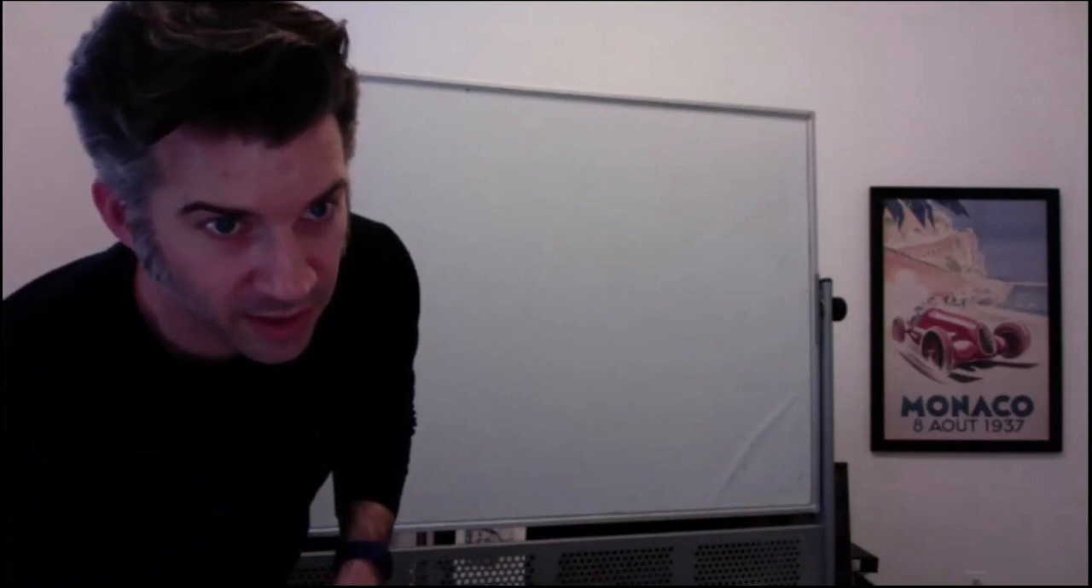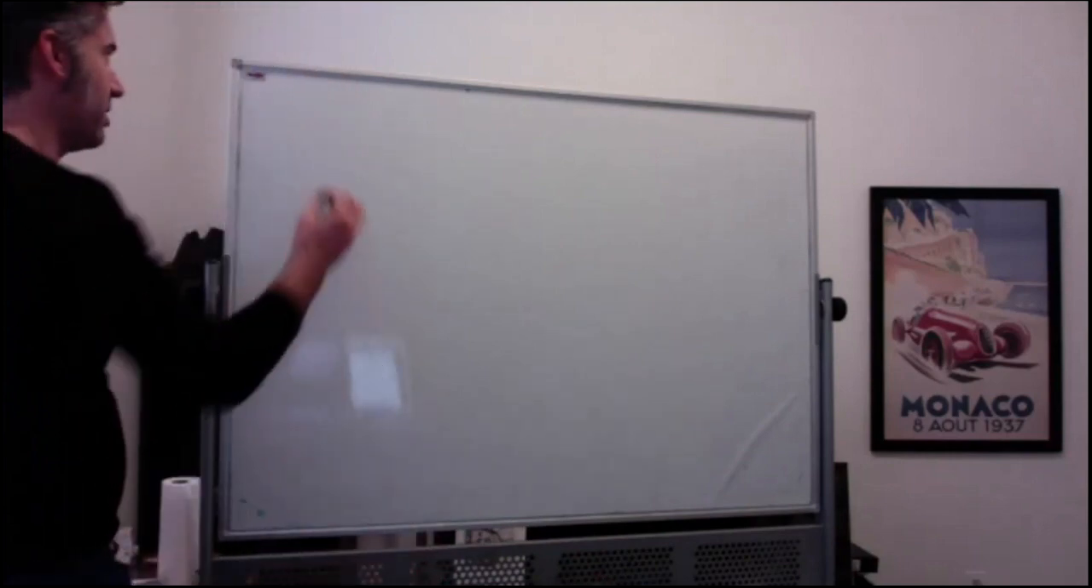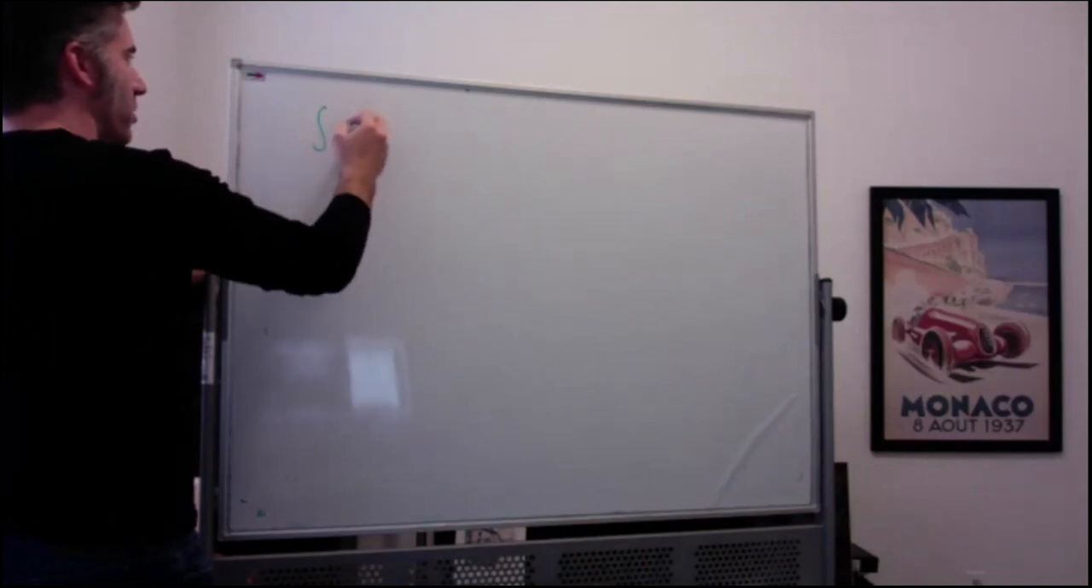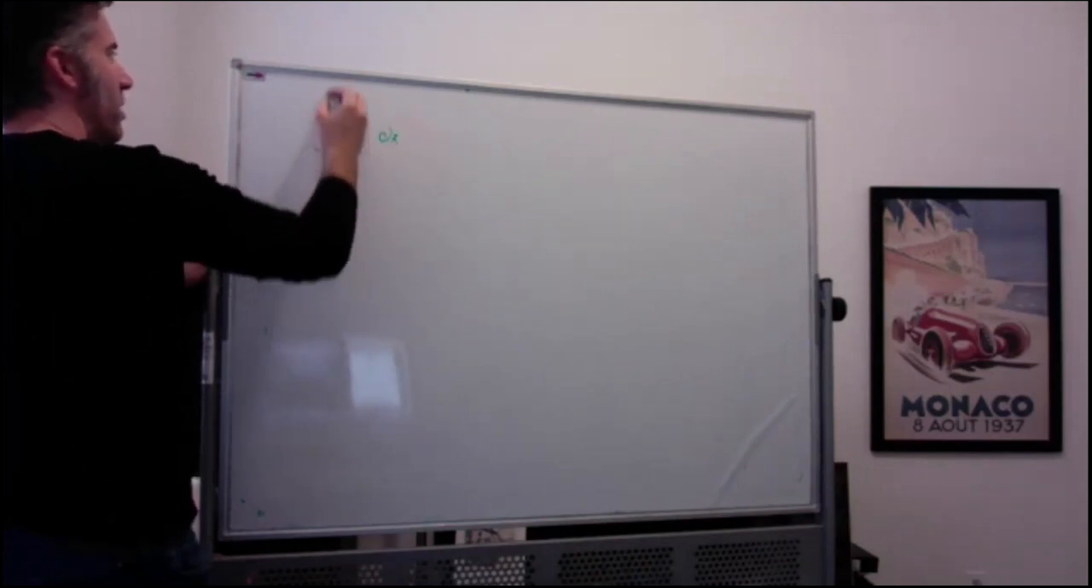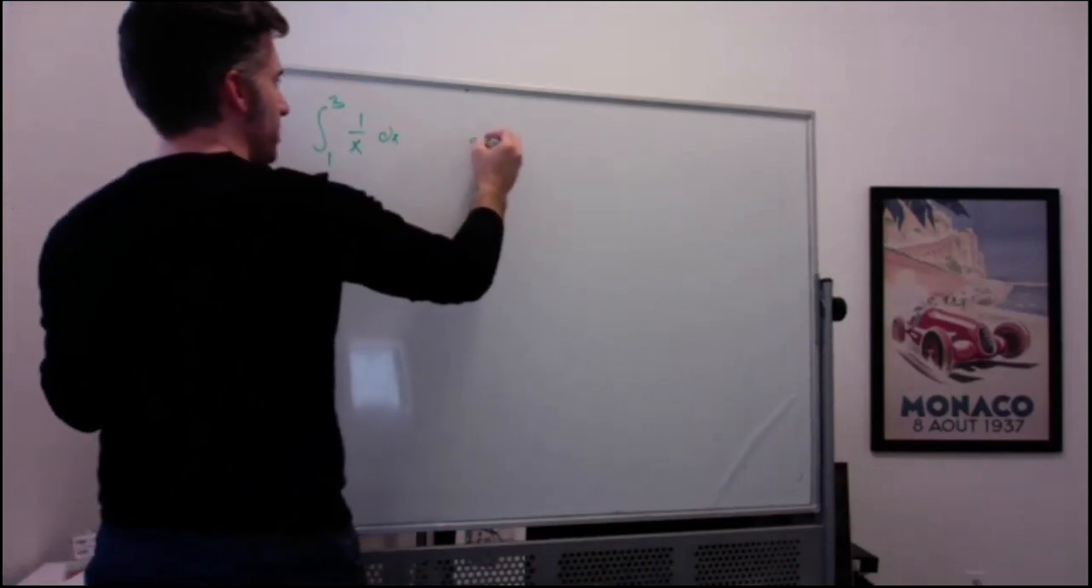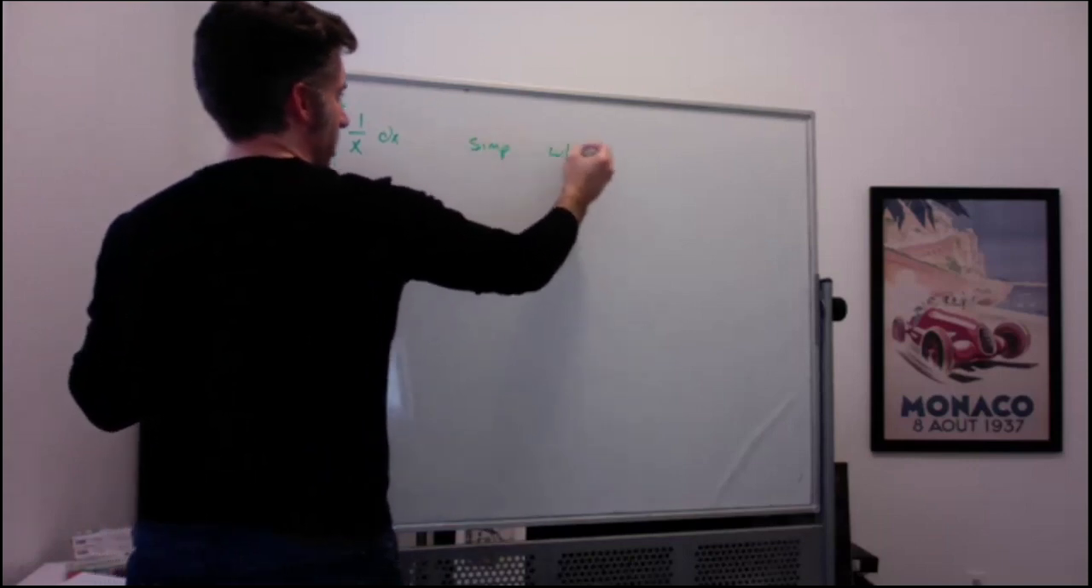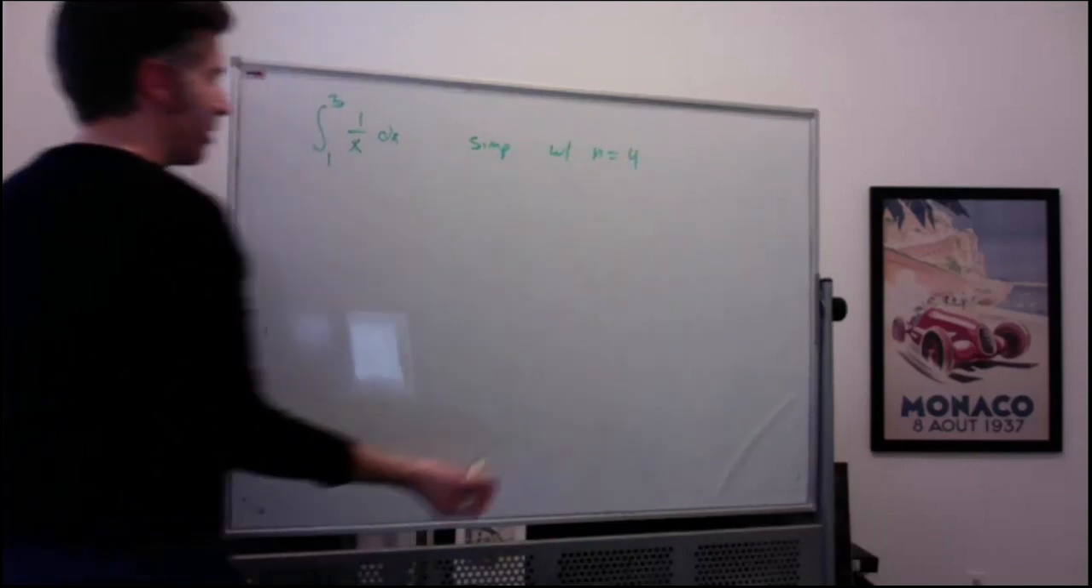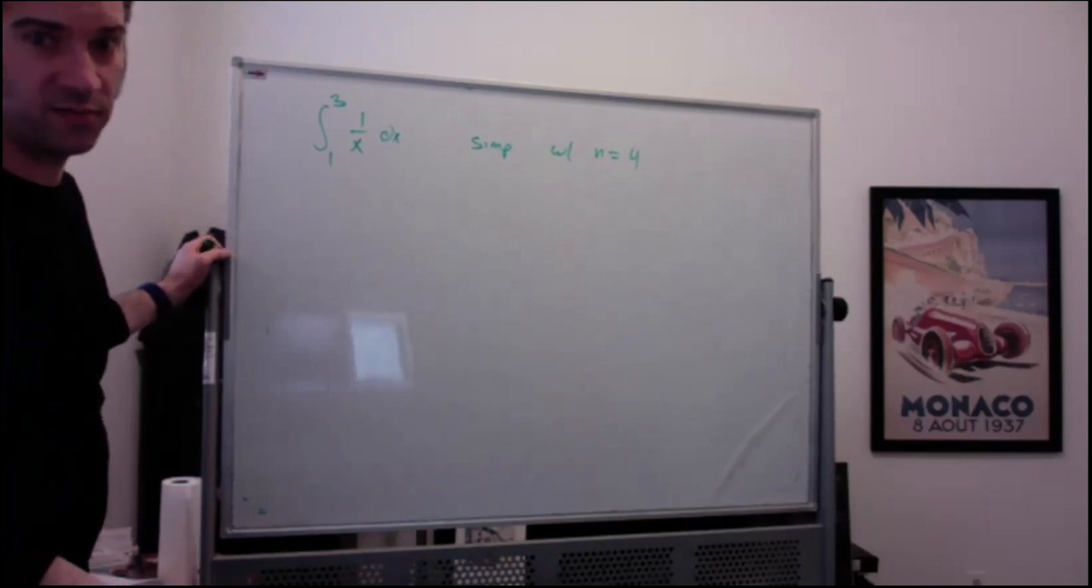So, for example, how would I estimate the same thing? How would I do the area under 1 over x from 1 to 3 using Simpson's rule with n equal to 4? Okay, well, this one's real kind of short.